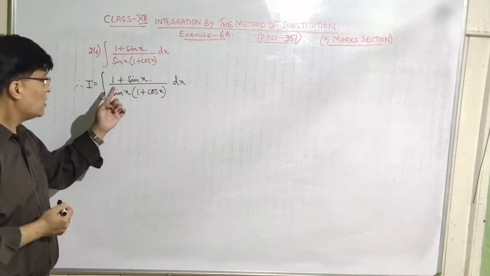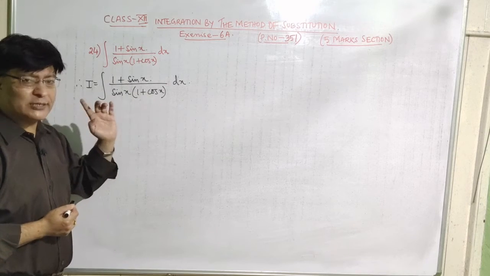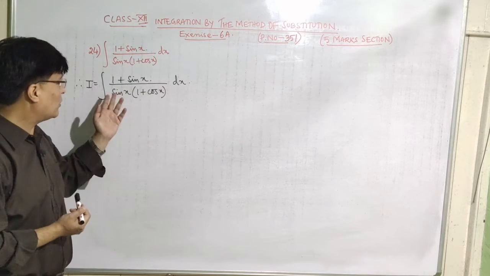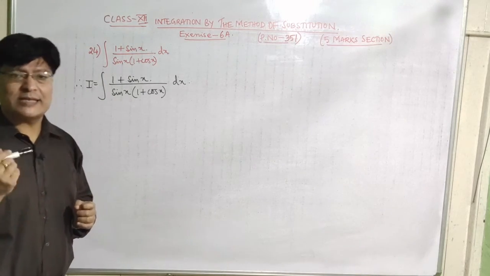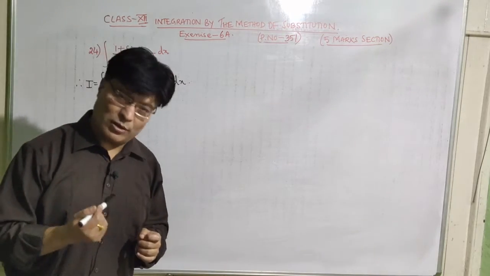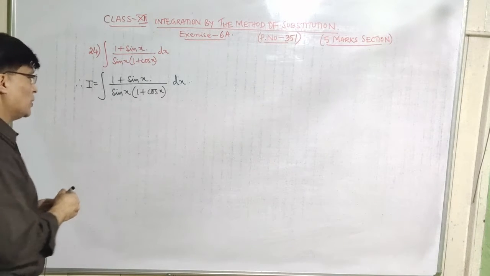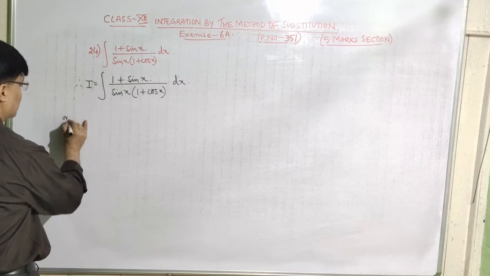Okay, so you know that 1 plus cos x is 2 cos square x by 2. You know the formula. And what is sin x? It is 2 sin x by 2 cos x by 2. And you know what is 1: sin square x by 2 plus cos square x by 2. So let us use the formula now.